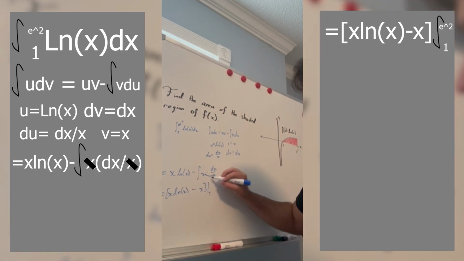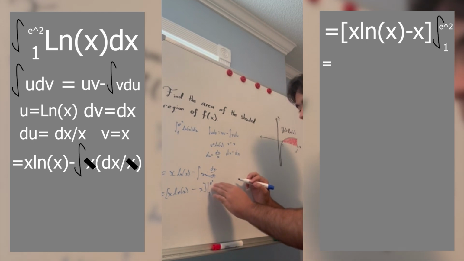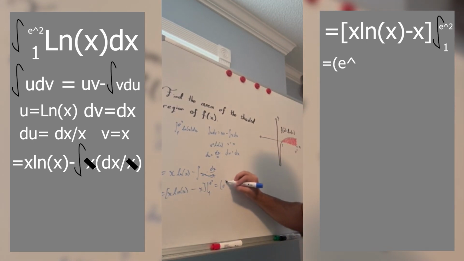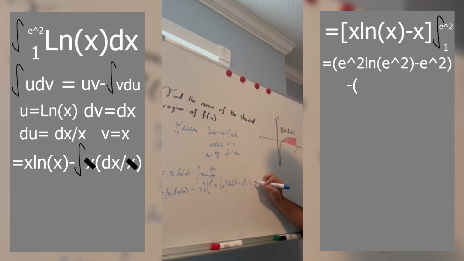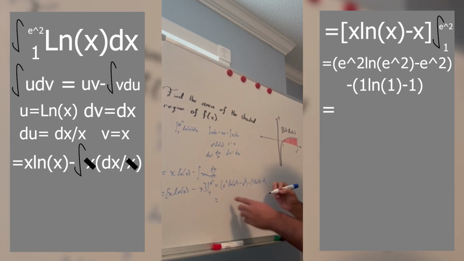evaluate this from 1 to e squared, which means that we're first going to substitute e squared into every x. So we'll have e squared times ln of e squared minus e squared. And then we're going to subtract and substitute 1 into every x. We're going to have 1 times ln of 1 minus 1. And from here we just solve.